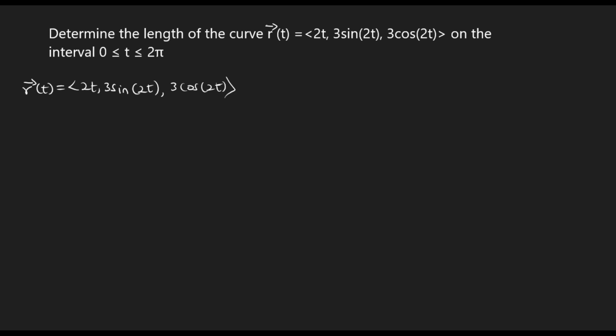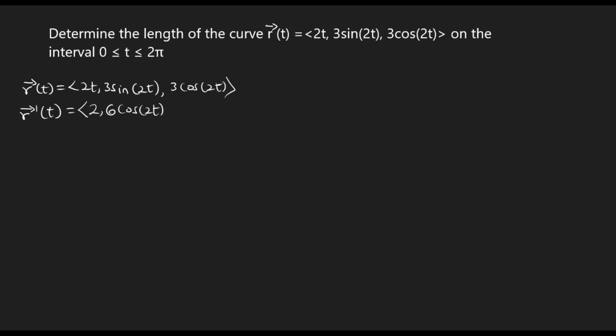So you have to determine the length of the curve. The first thing we have to do is to differentiate this vector function. So I'm going to differentiate 2t, and that gives me 2. Then I'll differentiate 3 sine 2t, and that gives me 6 cos 2t.